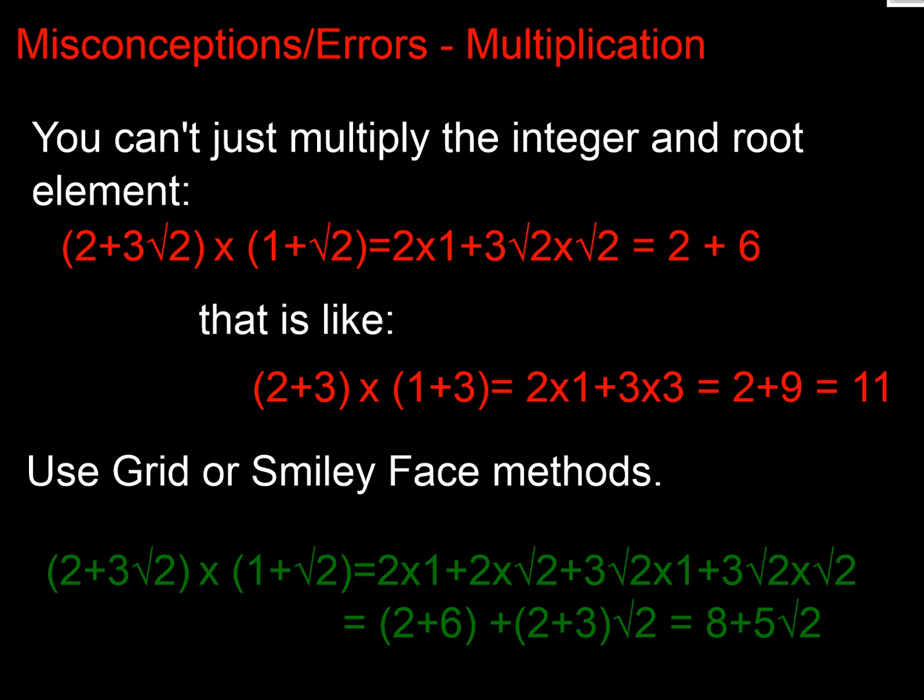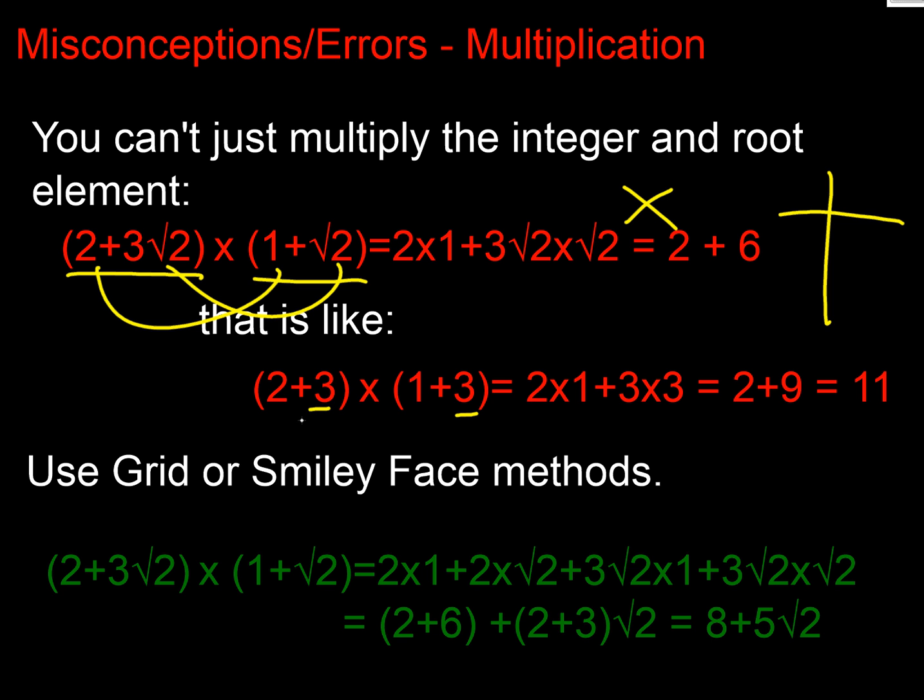Okay, I want to have a quick go through some misconceptions. If I've got this bracket in multiplication, I've got this bracket multiplied by that bracket. Don't just multiply these two and those two. We know from the grid method that we have to go through and multiply both sides. So that's wrong.